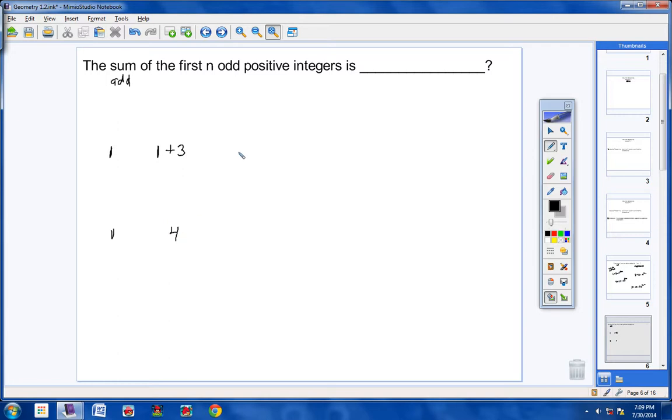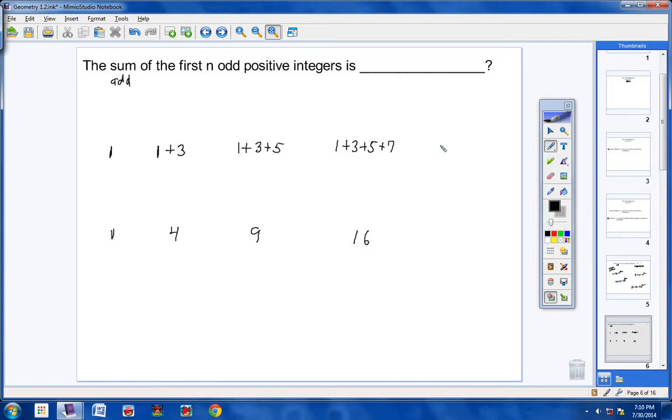Now next, I would have 1 plus what? Look what it says, students. It says the sum of the first n odd positive integers. So odd positive integers. So 1 plus 3 plus 5. And what would that give me? 9. Okay, let's try it again. 1 plus 3 plus 5 plus 7. And that would give me 16.